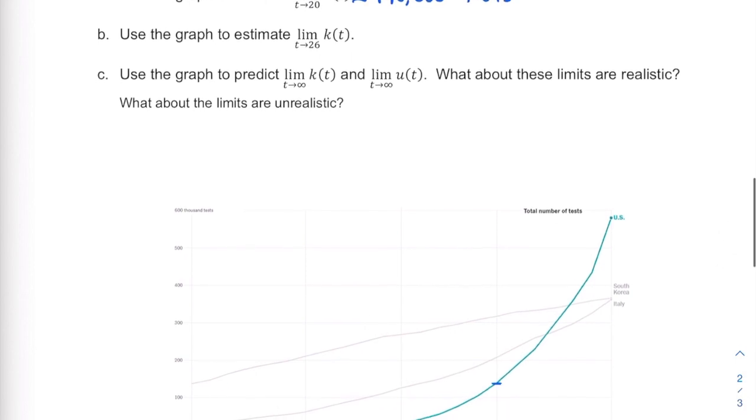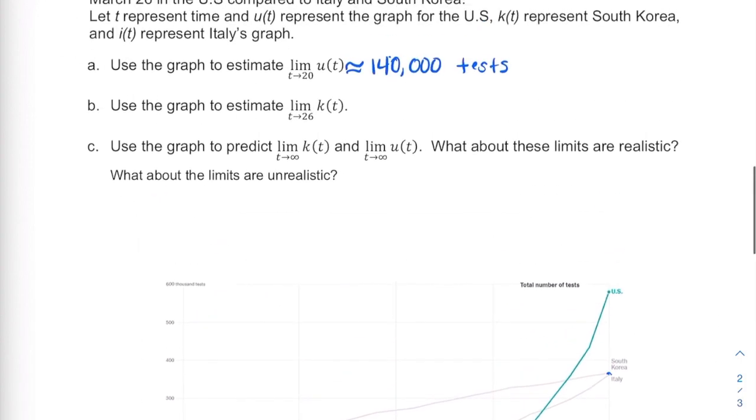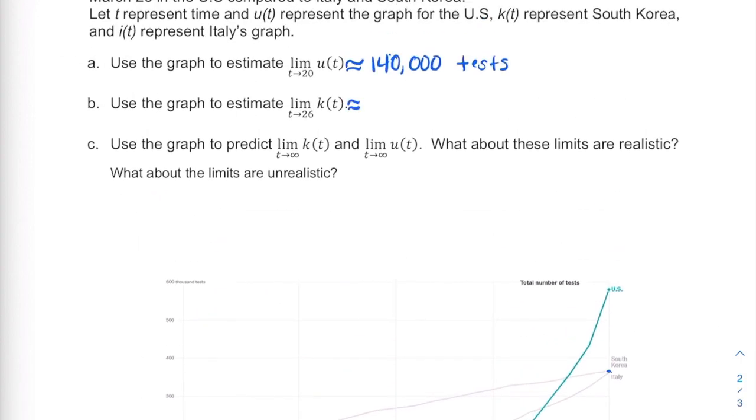So let's use the graph to estimate the limit as t goes to 26, March 26th, of K of t, South Korea's graph. It looks like we're going to be somewhere between 300,000 and 400,000 tests, and slightly above 350. You might think it's a different approximate, but I'm going to say that's approximately 365,000 tests. And if we compare, that same day, the US had done near to 600,000 tests, which is kind of crazy.